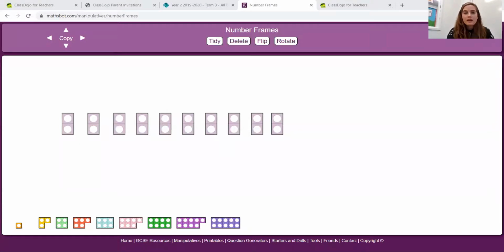I'm going to try and share my screen again. Let's do this because I am back today on MathsBot. Hopefully you can all see this. Aha, seems to be working. So I'm back on MathsBot, and this time I'm using the resources section again, and it's number frames.